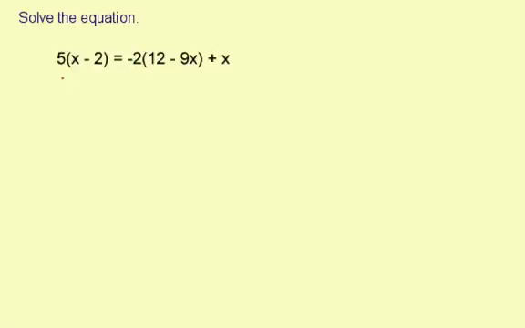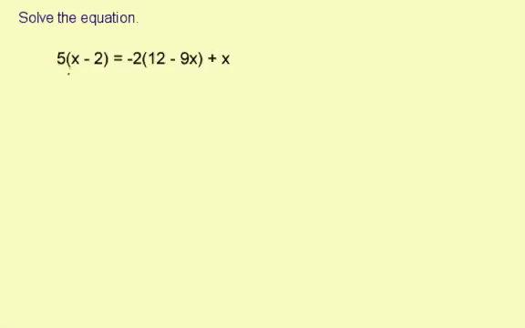Solve the equation 5 times the quantity of x minus 2 equals negative 2 times the quantity of 12 minus 9x, and then plus x. The first step here is going to be to eliminate the parentheses, and we'll do that using the distributive property.